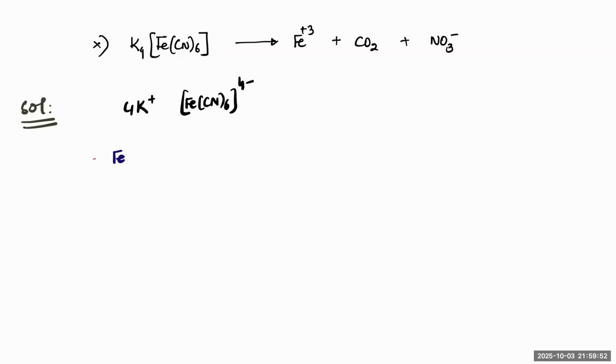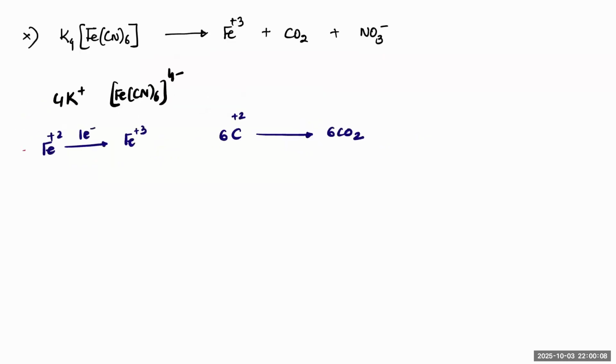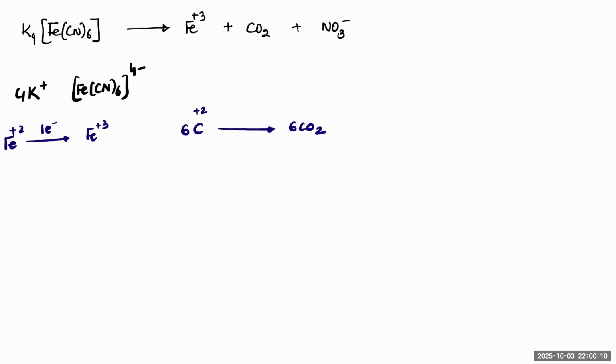See, iron here is actually +2. From there it is changing to +3, which makes it 1 electron transfer. Carbon here, when it is CN minus, it is at +2. And there are 6 of them, so it has to convert into 6 moles of CO2. Then nitrogen. There are 6 of nitrogen, each with -3, changing to 6 moles of NO3 minus.